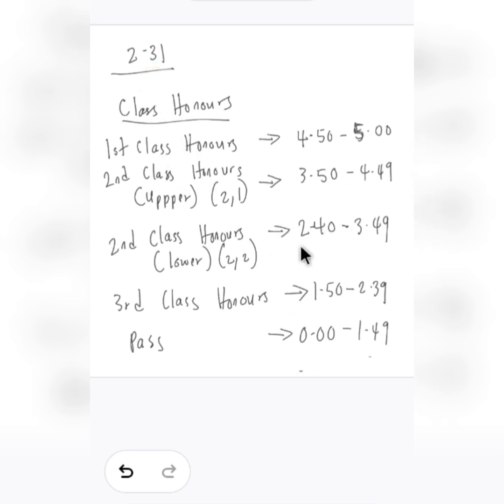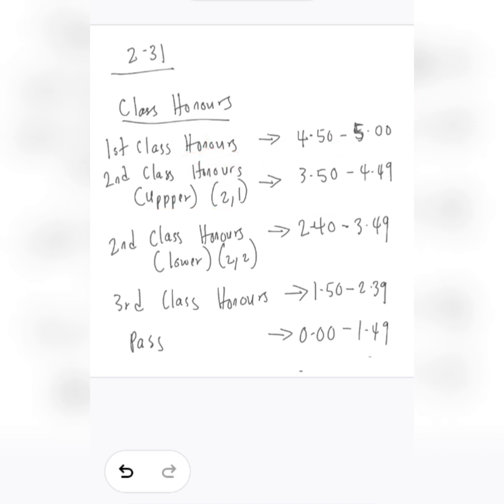So from this little illustration, we can see that Emeka doesn't even fall in second class honors, he falls in the third class honors. So this is a very bad result, if you want to aim for second class honors upper and above, or first class.